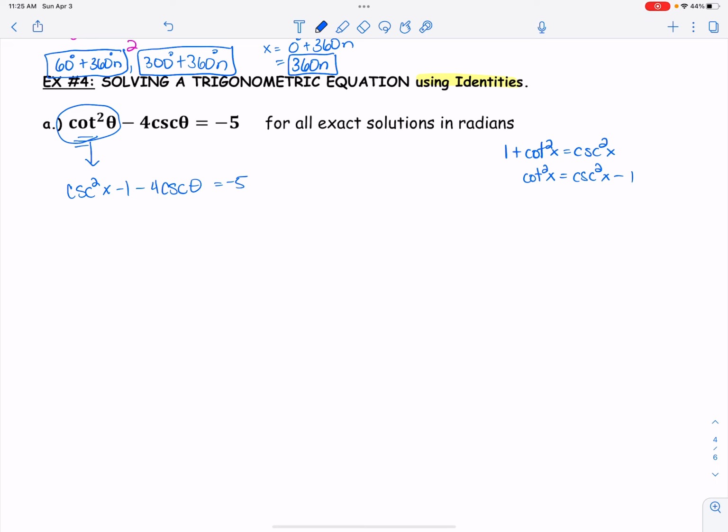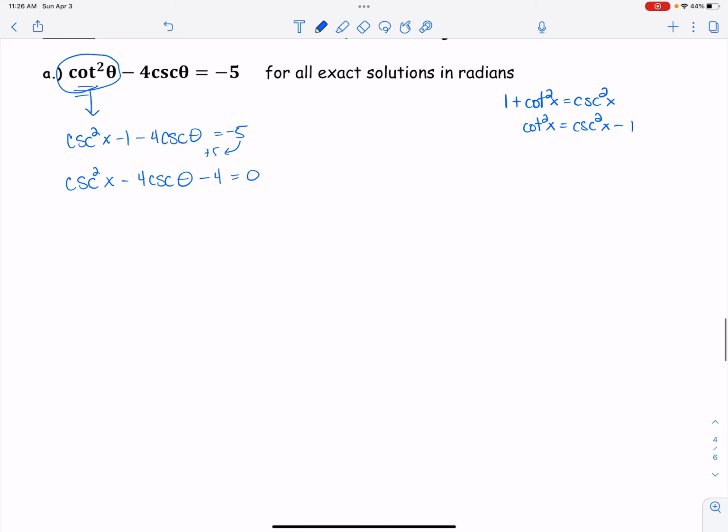Now I can see that that is quadratic. That's all cosecants. Let's rearrange it so I get, in descending order, cosecant squared minus 4 cosecant theta. And then if I move this 5 over, it's going to be plus 5. And a plus 5 and a minus 1, plus 5 and minus 1 would be 4. I had to think a little hard about that for a minute.